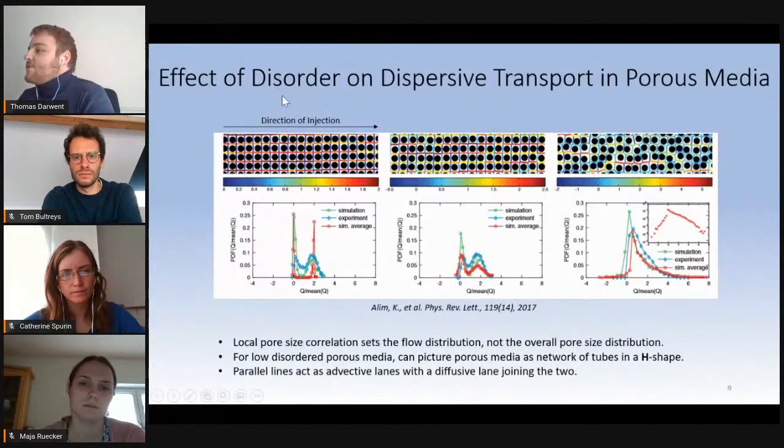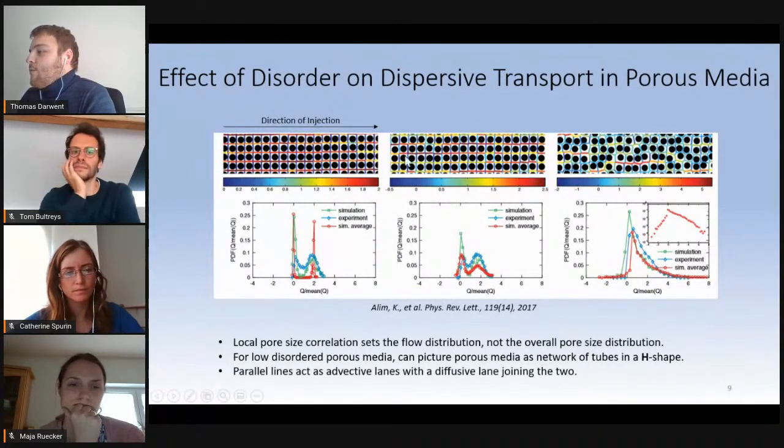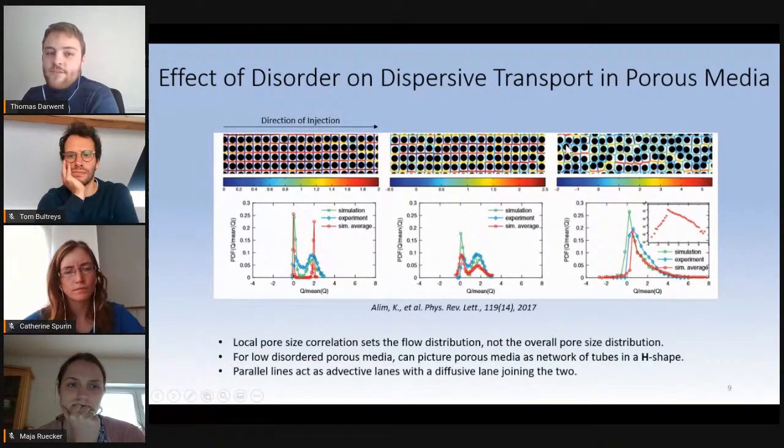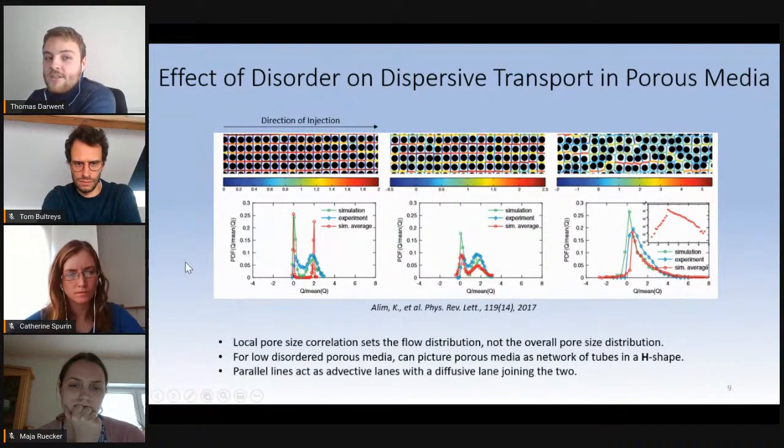The second project, again looking at disorder, involved dispersive transport in porous media. This followed on from some work by our colleague Karen Alim, where if you have a system of pillars, you can imagine the space between those pillars as tubes, so what you have is a network of tubes. As you increase the disorder of the system by randomly varying the position of each pillar, you then change the tube sizes and the tube angles. What she showed was that it's the standard distribution of these tube sizes that actually affects the overall flow distribution. We followed on from this by doing experiments looking at dispersive transport in these kind of systems.